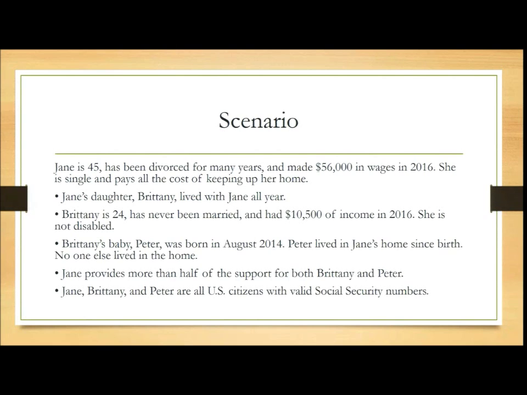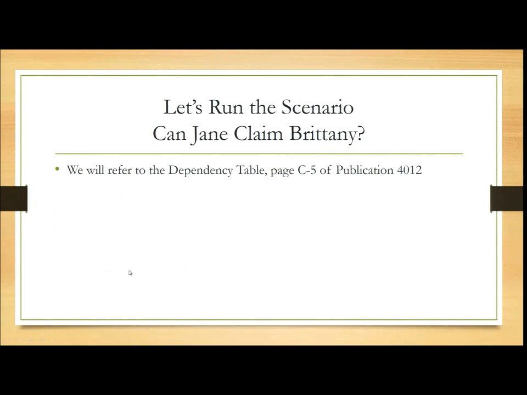Okay, so again, we've got grandma who's making a good living. It's her home. She's paying all the costs of the home, and she's providing over half the support of her daughter and her grandson. The daughter, the mother, is a working person and earns a moderate amount of income, but enough that she's supposed to file a return. And then, of course, baby is just kind of a healthy, normal situation there. Let's run this scenario. Can Jane claim Brittany?